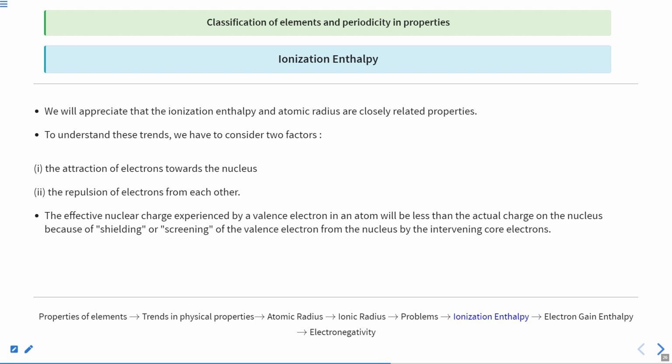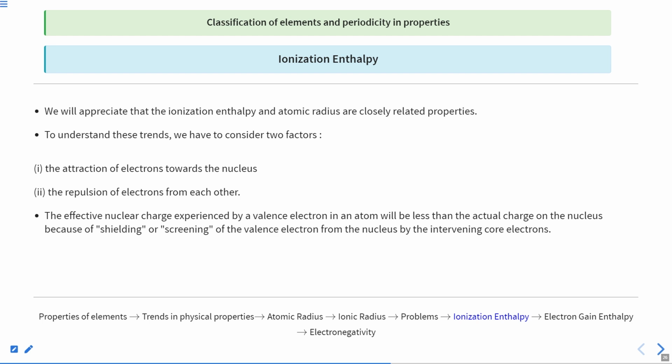Now we can say that the atomic radii and the ionization enthalpy are in very good accordance with each other, because as the atomic radii is decreasing, the ionization enthalpy is increasing. That is obvious because we have to apply a greater amount of force to extract an electron, as the electrons are now closer to the nucleus. Now, there is the attraction of the electrons towards the nucleus and the repulsion of the electrons from each other.